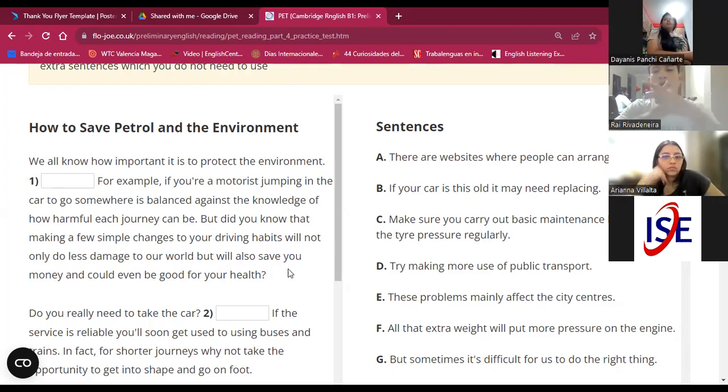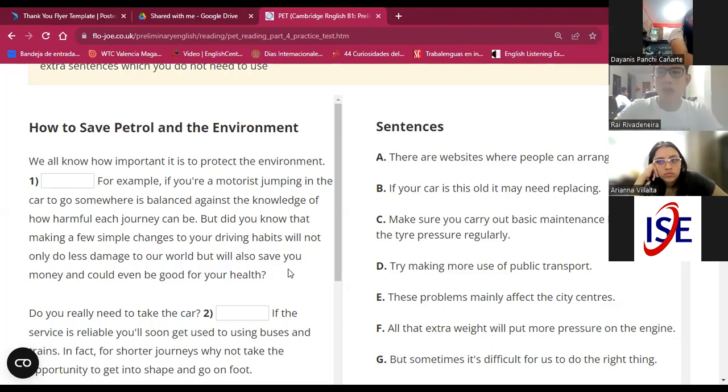Ariana, we're working with skimming and scanning. Skimming, reading to get the general idea, and scanning, reading to get specific details. Okay? Environment. What is environment? Environment, everything around you, the nature elements, the elements of nature. Yes. So an important word is environment, but what to do with the environment?